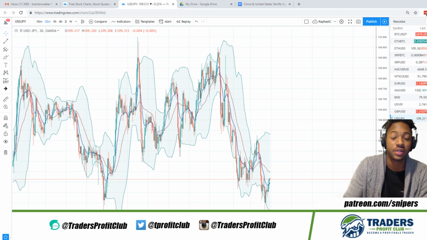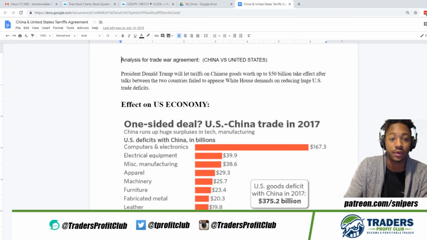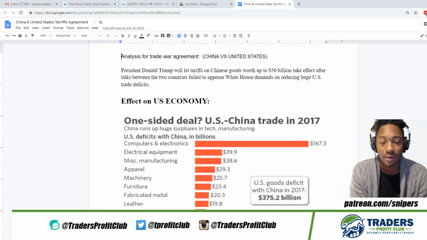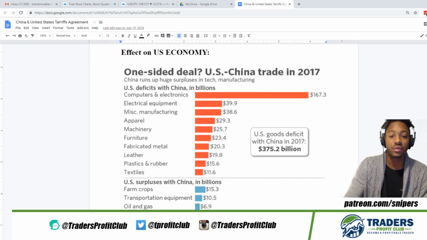I'm going to pull up the document first off, and show you a little bit of what I was talking about on the tariff agreement. So this is my analysis on tariff agreements. I got this from a couple of websites, and I'm basically dissecting it and putting it into perception for you guys. So President Donald Trump will let tariffs on Chinese goods worth up to $50 billion take effect after talks between the two countries failed to meet the White House demands of reducing huge U.S. trade deficits. Okay, so basically this is what we're talking about with the one-sided deal.